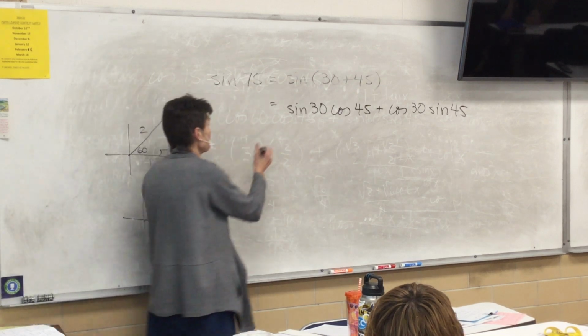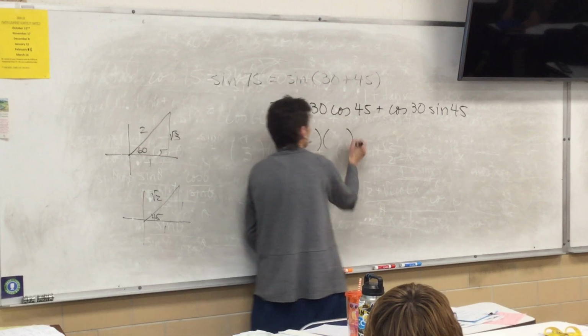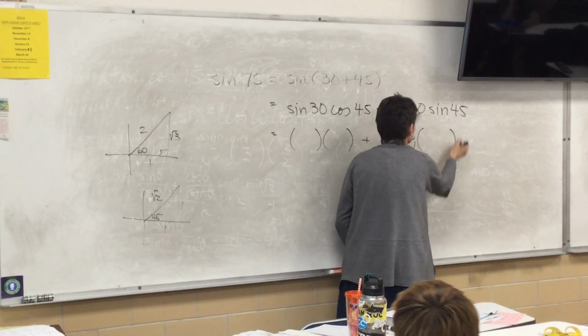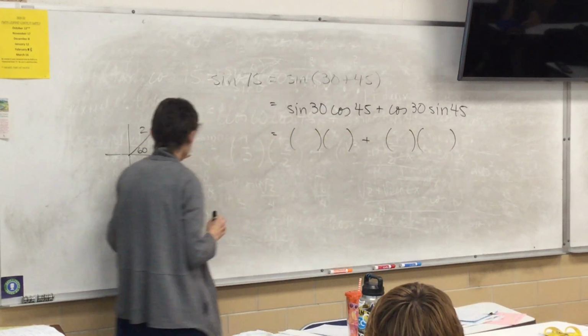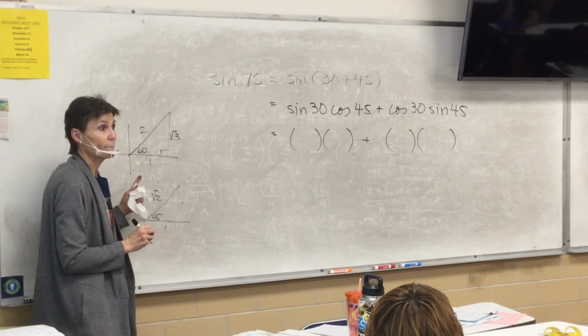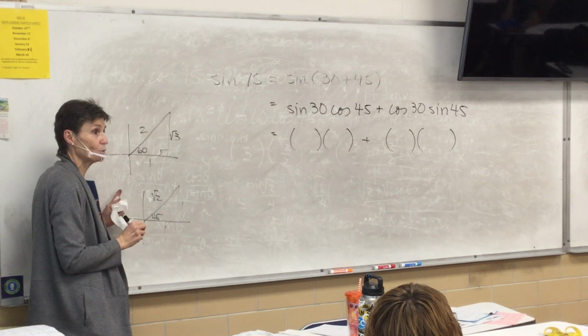Now, just like before, you've got 4 values here that you have to do. And I left my triangles up here because, as you can imagine, you're going to be using these over and over again.